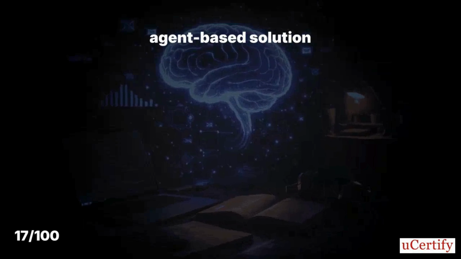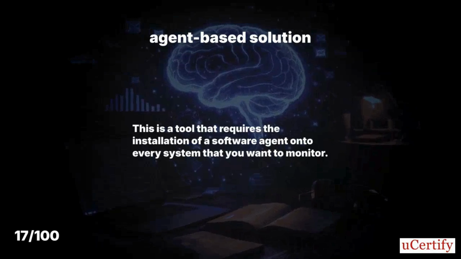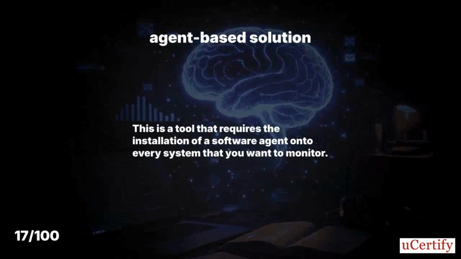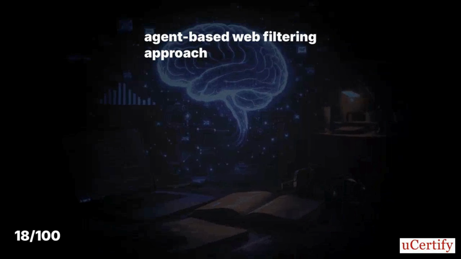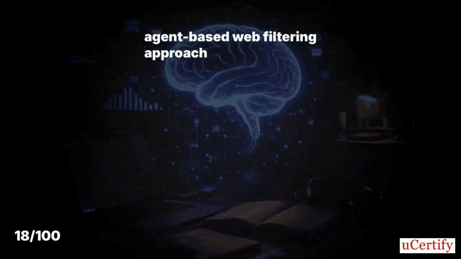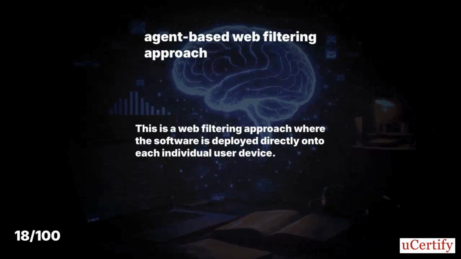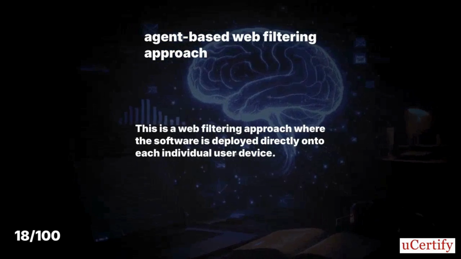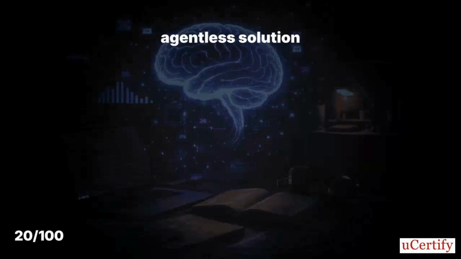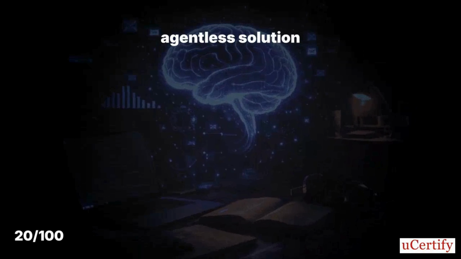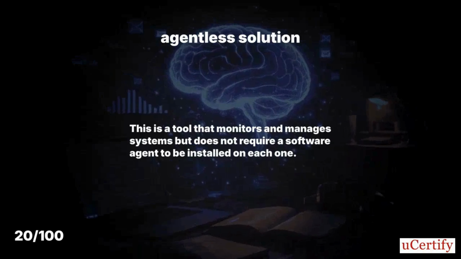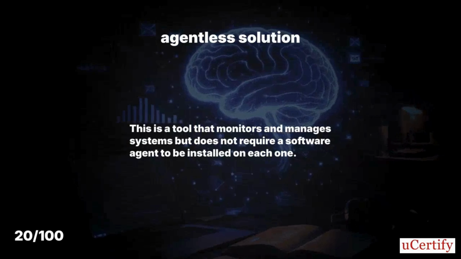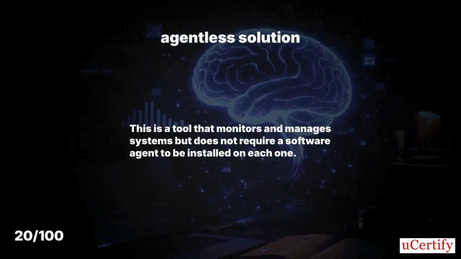Term: Agent-based solution. This is a tool that requires the installation of a software agent onto every system that you want to monitor. Term: Agent-based web filtering approach. Definition: This is a web filtering approach where the software is deployed directly onto each individual user device. Term: Agentless solution. Definition: This is a tool that monitors and manages systems, but does not require a software agent to be installed on each one.